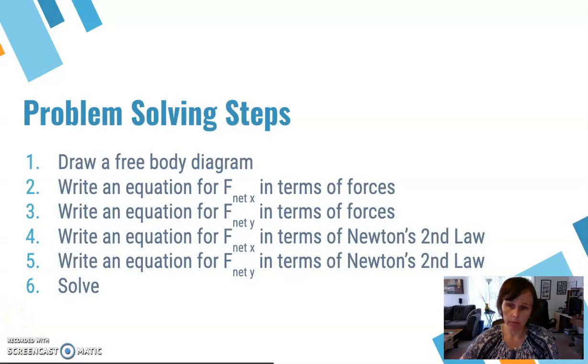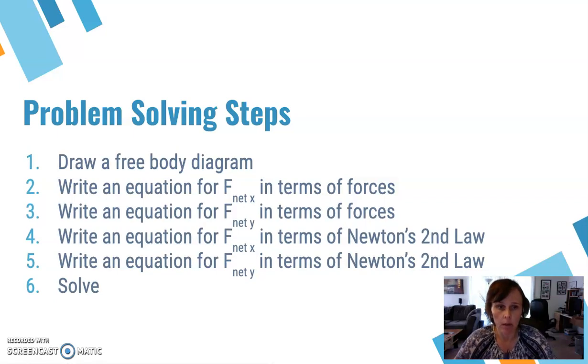When we have this type of problem, we want to follow six steps. First, draw a free body diagram to show all the forces acting on the object. Second, write the equation for the net force in the x direction in terms of forces. Third, write the equation for the net force in the y direction in terms of forces. Next, write an equation for the net force in x in terms of Newton's second law, then write an equation for the net force in the y direction in terms of Newton's second law, and then solve.